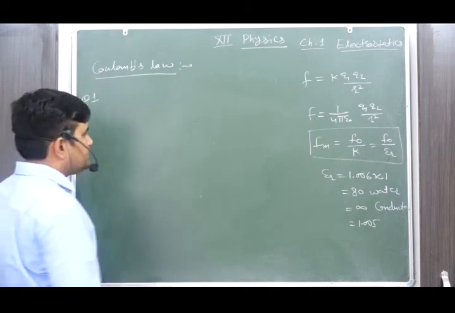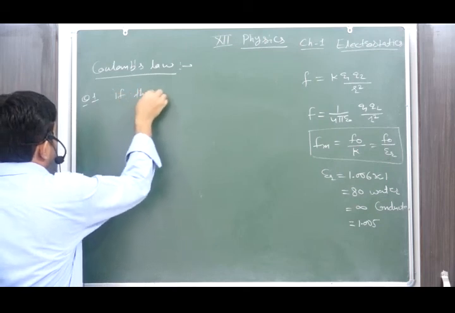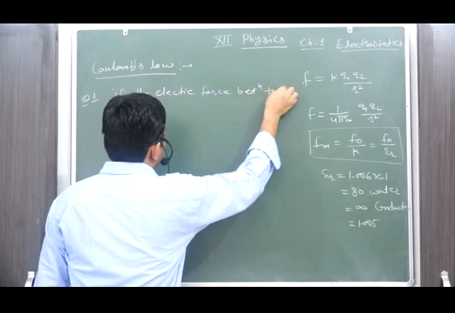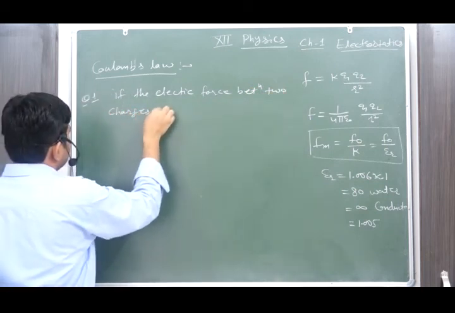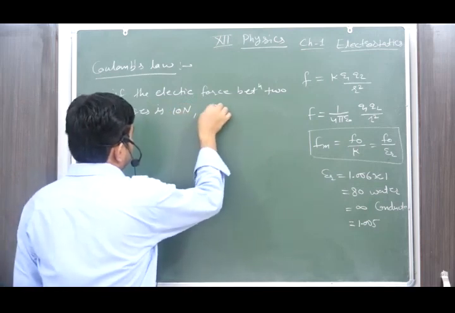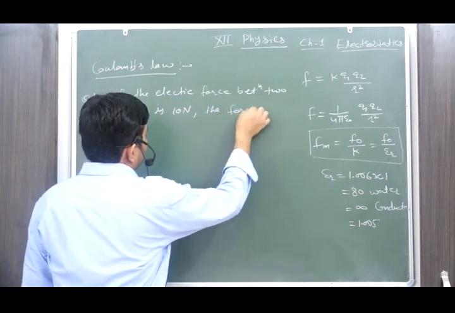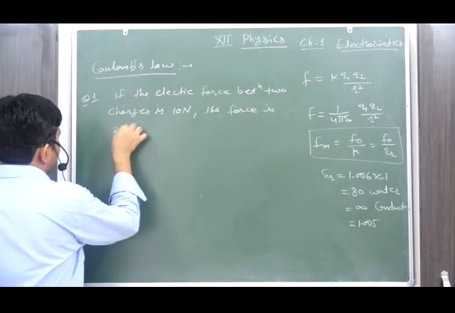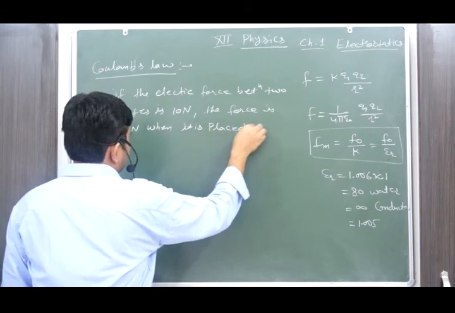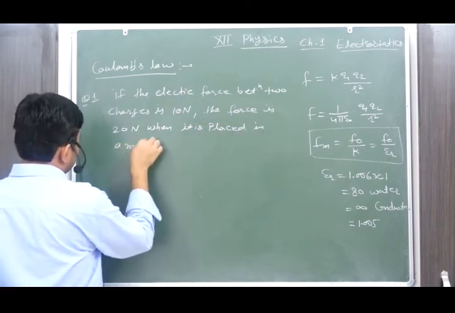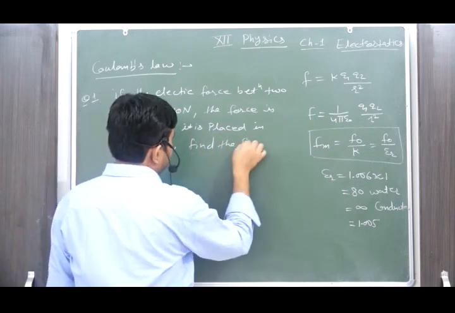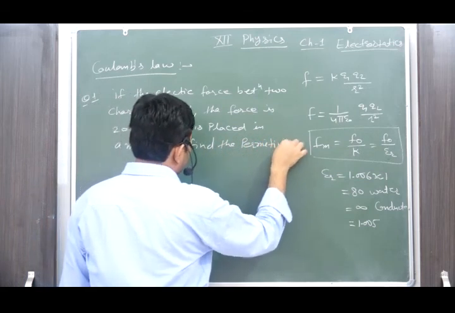Question number 1. If the electric force between two charges is 10 Newton, the force is 20 Newton when it is placed in a medium. Find the permittivity of that medium.